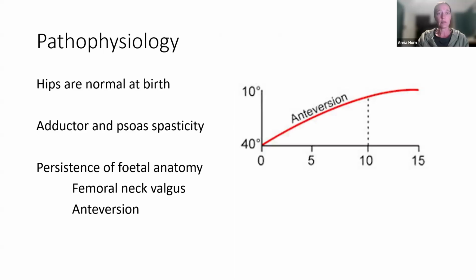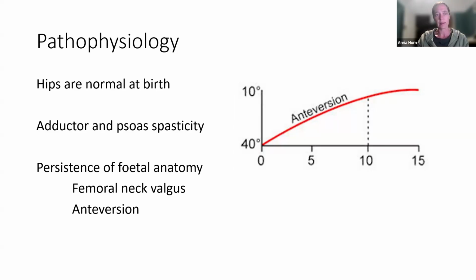So the pathophysiology is poorly understood. I think there's a variety of factors at play. But we know that these children are born with normal hips and their problems develop over time. So adductor spasticity plays a role because it overpowers the abductors and extensors, placing the hip in an unfavorable position, which predisposes to proximal migration.